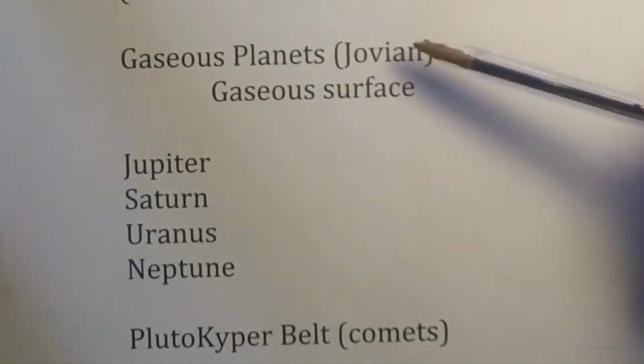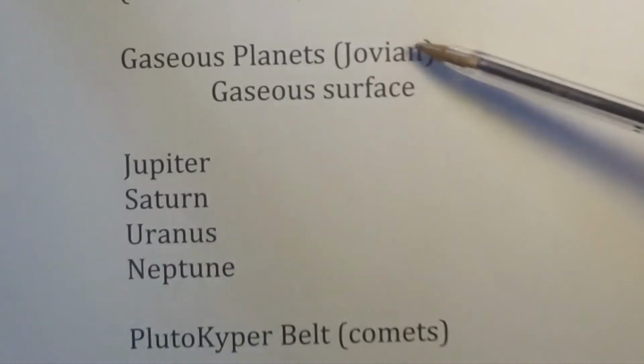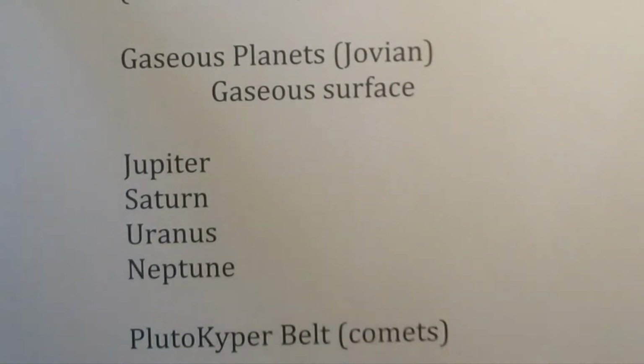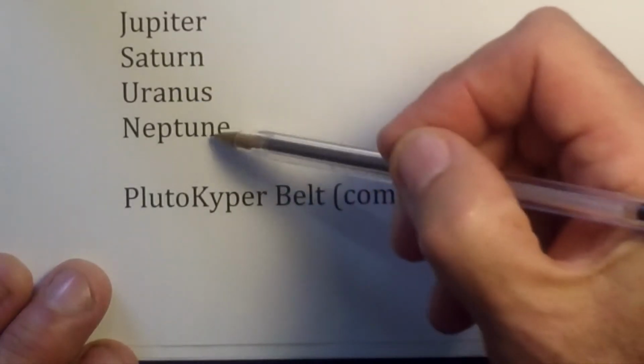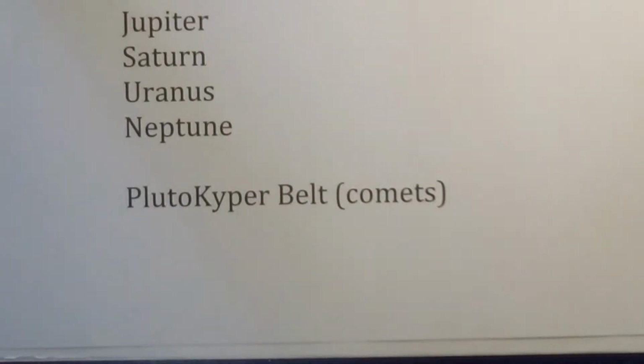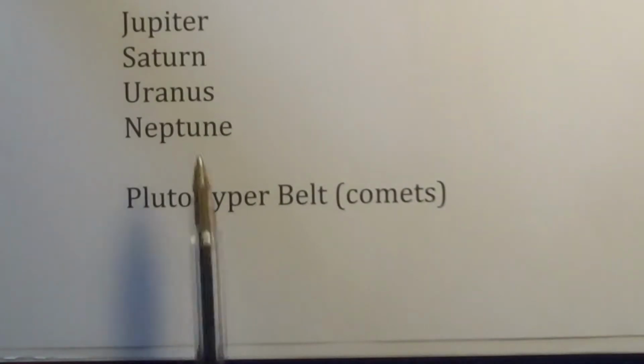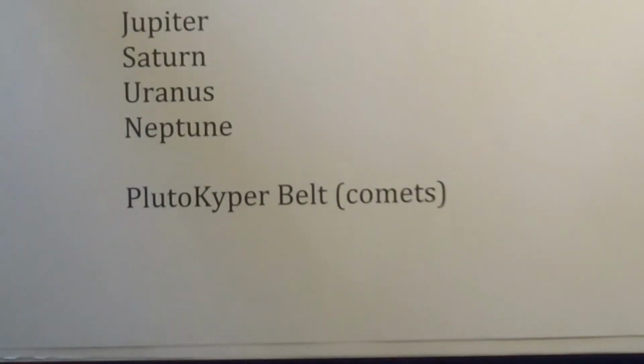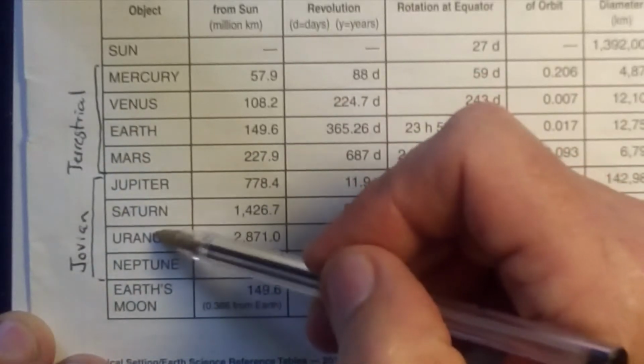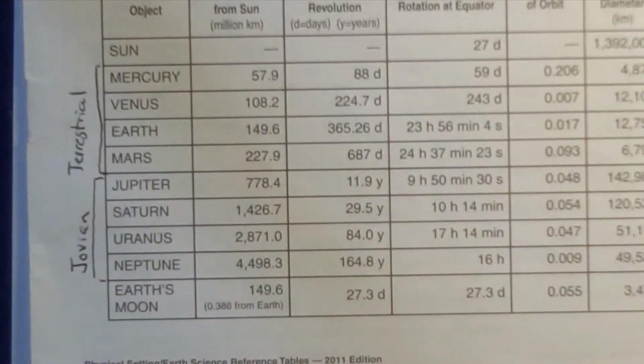Beyond the asteroid belt, we have the gaseous planets. These are called the Jovian planets. They have a gaseous surface. They are not solid. These include Jupiter, Saturn, Uranus, and Neptune. Beyond Neptune, we have Pluto. Some scientists group Pluto with a group of celestial objects known as dwarf planets. Beyond Neptune, beyond Pluto, is the Kuiper Belt, where our comets come from. In your reference table, for Jupiter, Saturn, Uranus, and Neptune, Jovian planets.